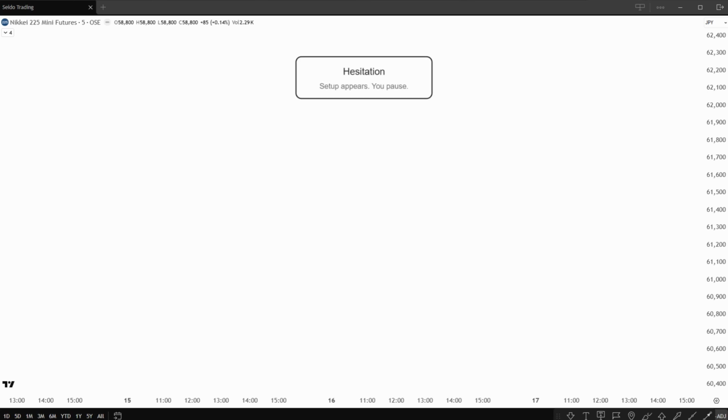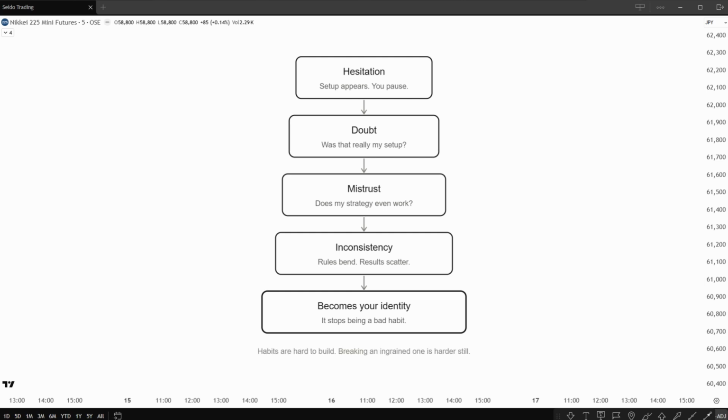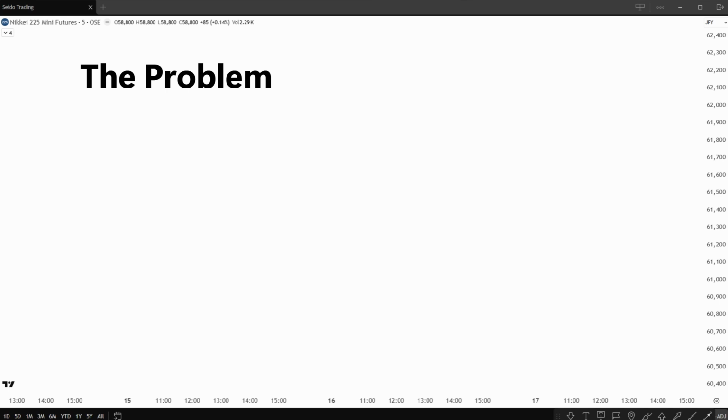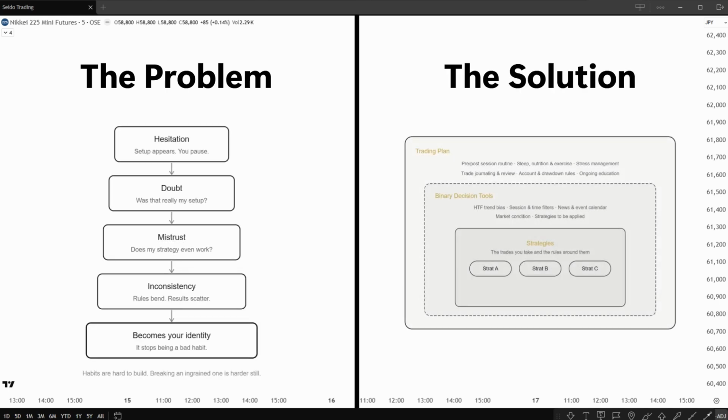Traders who lack confidence in their process hesitate when a setup presents. That hesitation creates a spiral: doubt, mistrust, and inconsistency. Over time, it stops being a bad habit and starts becoming an identity. Habits are hard enough to build. Breaking an ingrained one is harder still. So what's the fix? It's a strategy you've already proven to yourself, one that removes doubt before you ever sit down at the screen. So let's look at how to build a strategy.